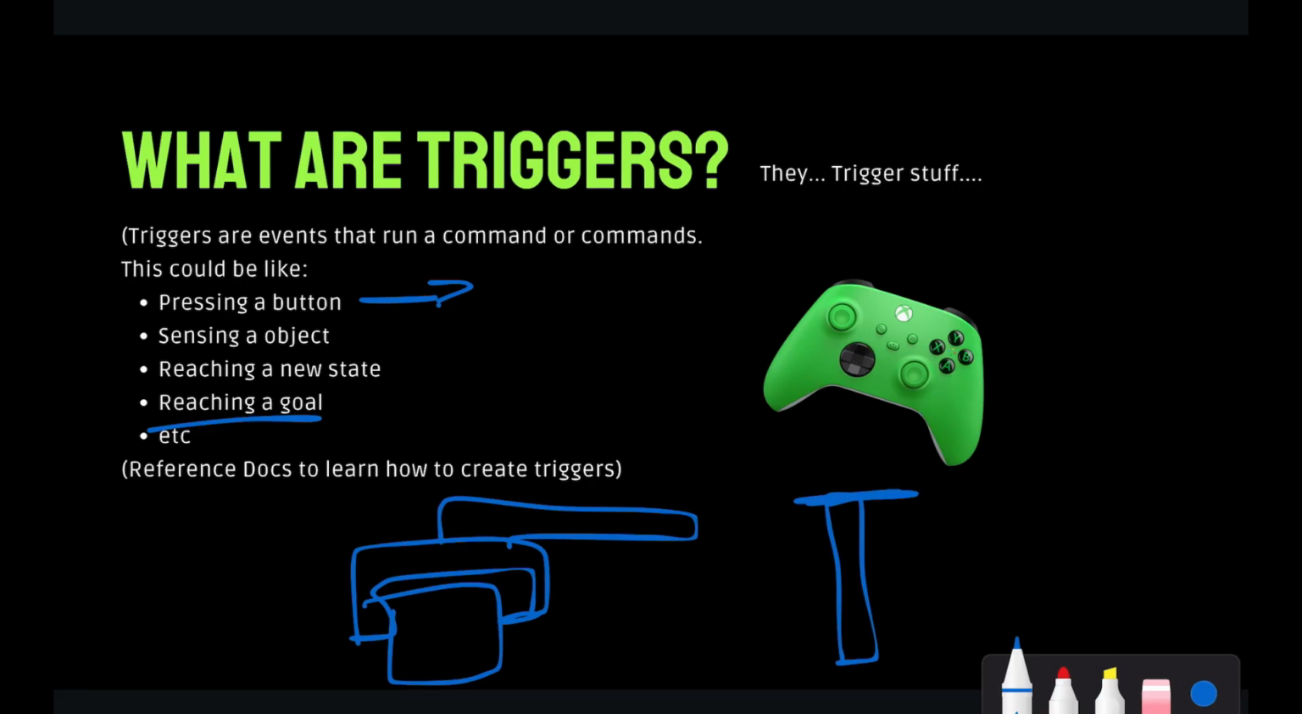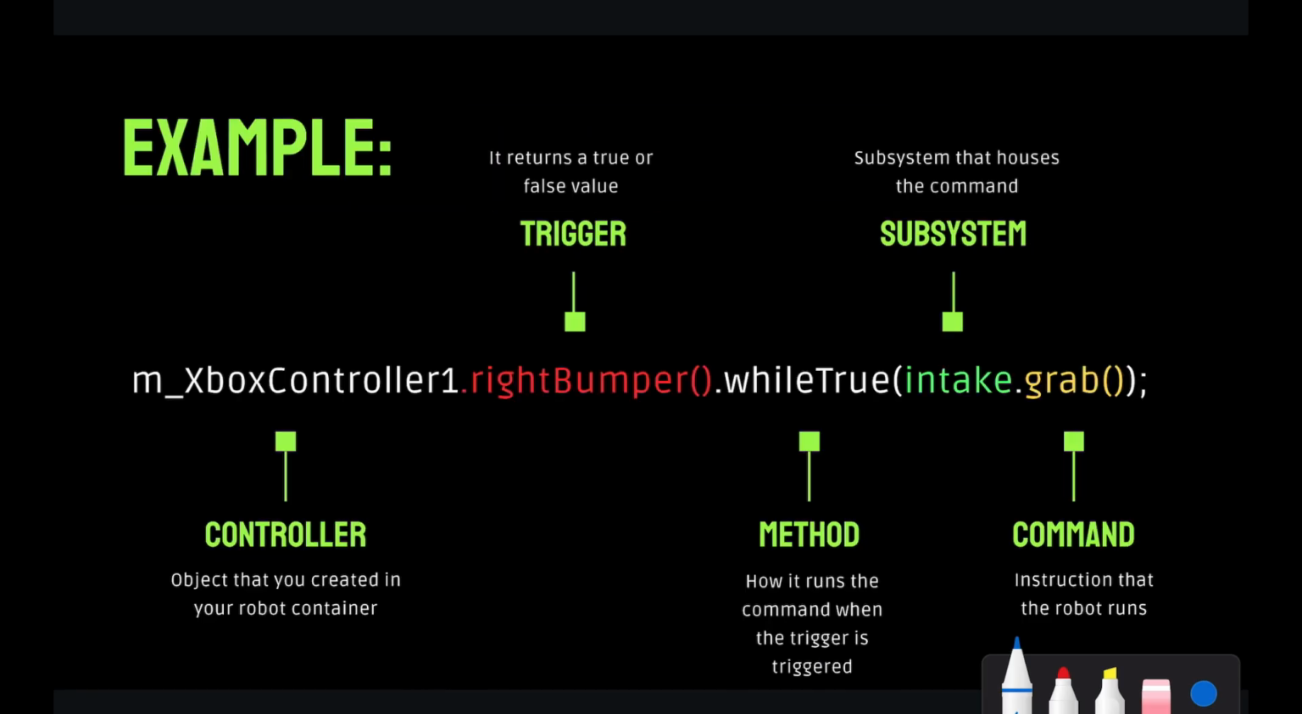And then if you want to learn how to make them, reference the docs. It's a great article. I read through it. It was my first documentation page I ever read. And then this is an example of what you could use a trigger for. I think this one almost all teams use. You have your controller object here. This one's called Xbox Controller 1. We have our trigger. So this one is built into WPILib for you. You don't have to create it. But if you want to create your own, reference the docs. And this one is going to be your right bumper.